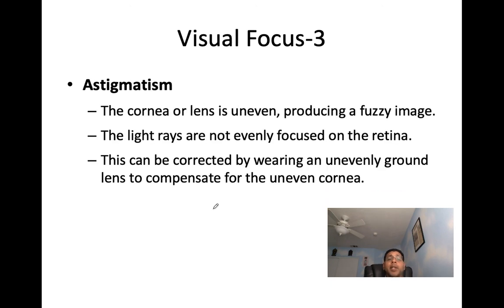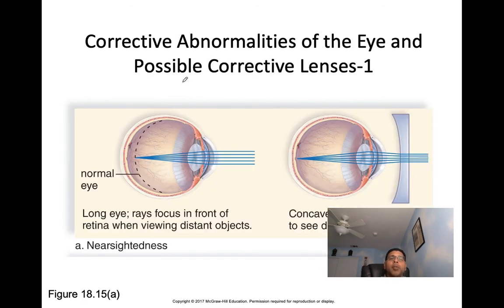Then we have astigmatism. Now in astigmatism, the cornea or the lens is uneven, producing a fuzzy image. The light rays are not evenly focused on the retina. This can be corrected, you can see, by wearing an unevenly ground lens to compensate for the uneven cornea. So here we can move to looking at correcting abnormalities of the eye.